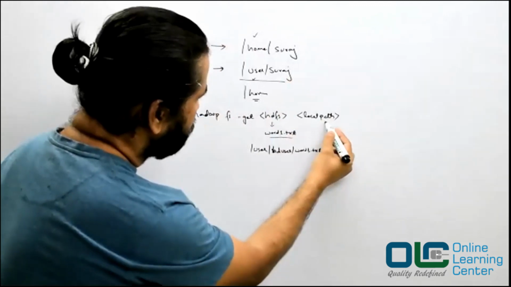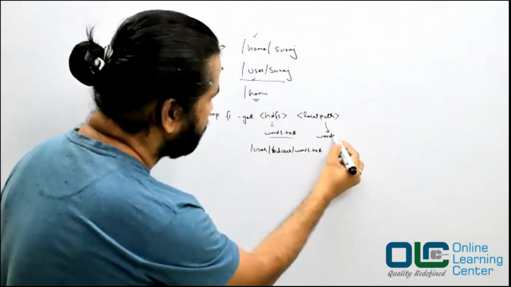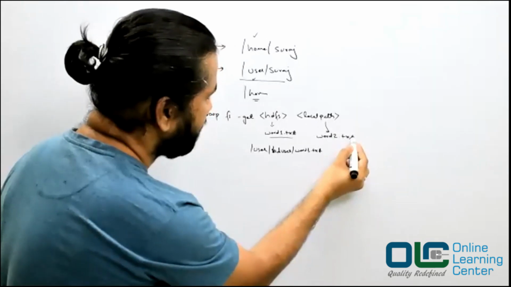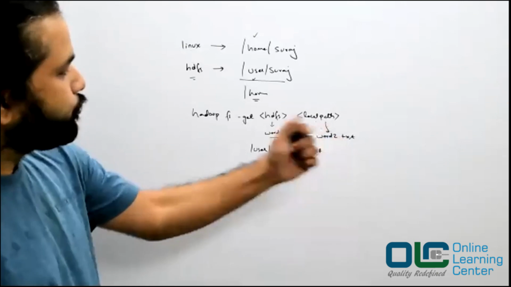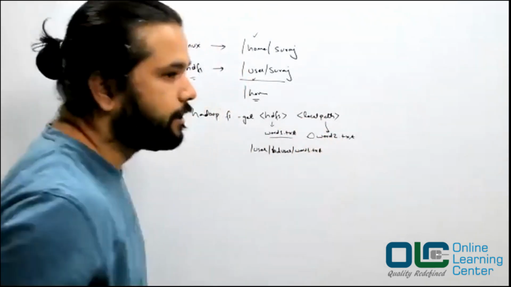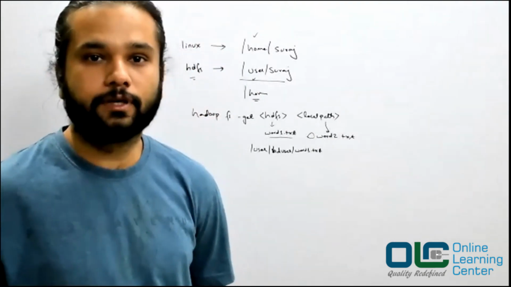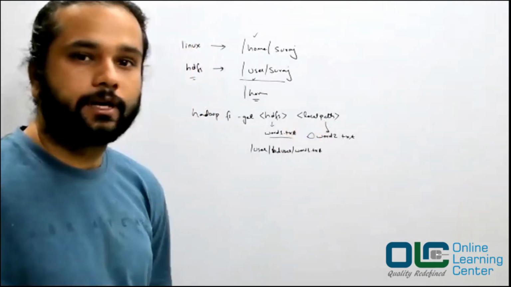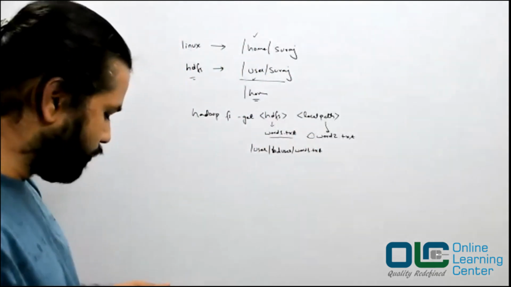Now local path, let's say I want to copy that into a file called word2.txt. File name can be different, right? If you don't give any path here, then it refers to your present working directory, and it will get copied inside that. Okay, so let's have a look at it.